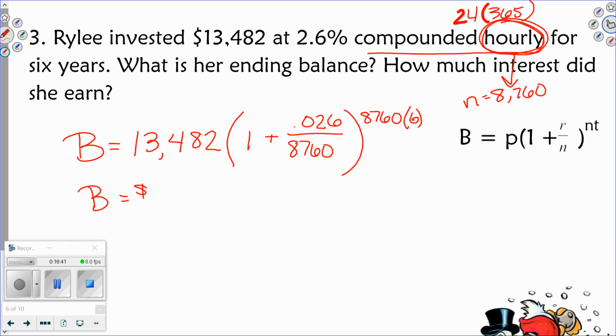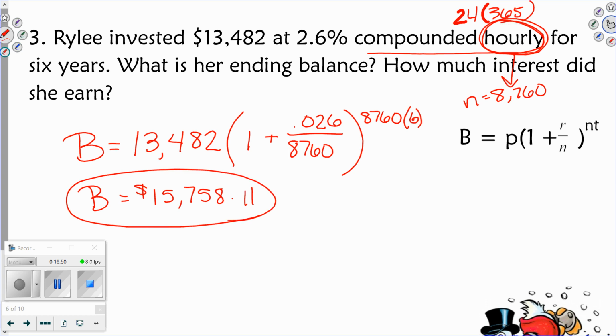So she gets an ending balance of $15,758.11. Now, guys, did I answer the question? I answered one of them. Question said, what is her ending balance? Okay, got that. Now, here's where people mess up. People look at that and they read, how much interest did she earn? Oh, that's simple interest. And then they've used that formula.